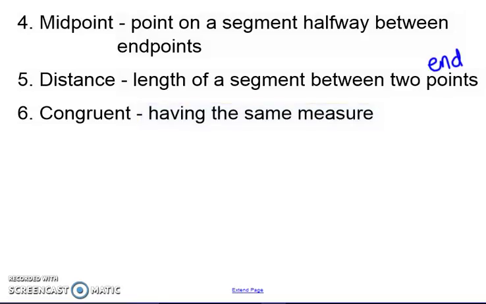And our last vocab is congruent. It's having the same measure. If one half is 5, the other half is 5, they are congruent to each other. And that's going to become important when we talk about midpoint. We want both parts to equal each other when we cut them in half at our midpoint. Now, if you need to pause to write any of these down, please feel free to do so.